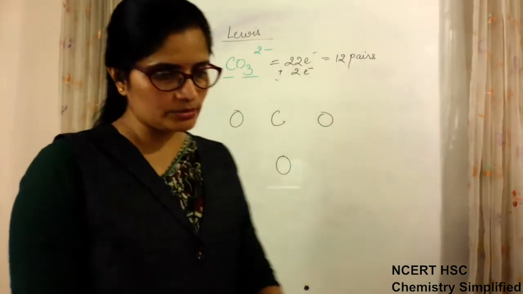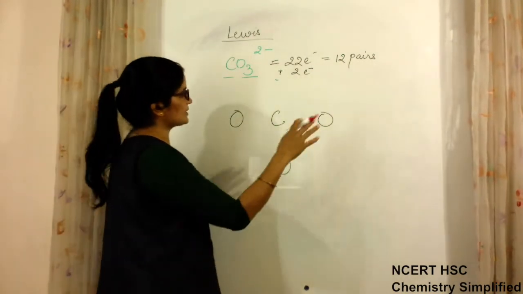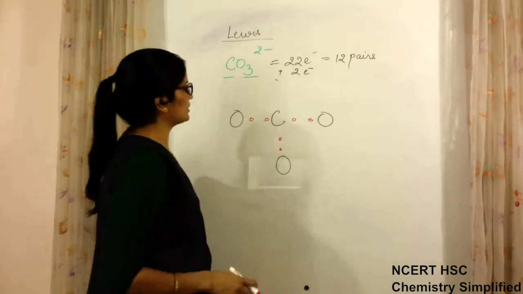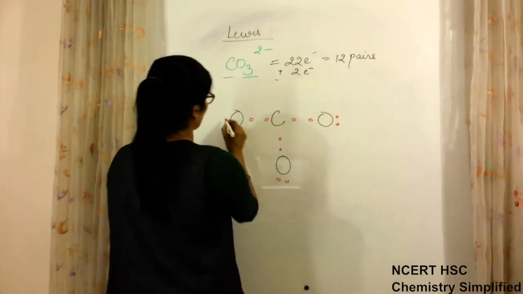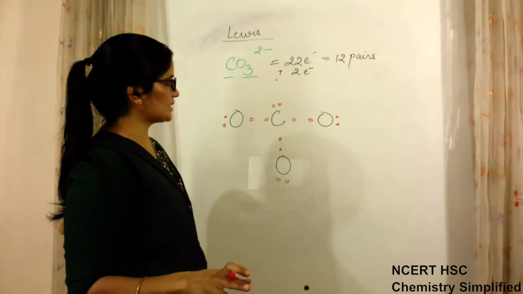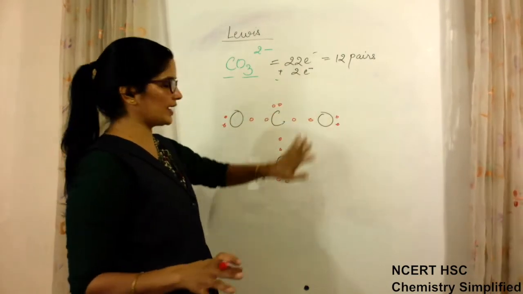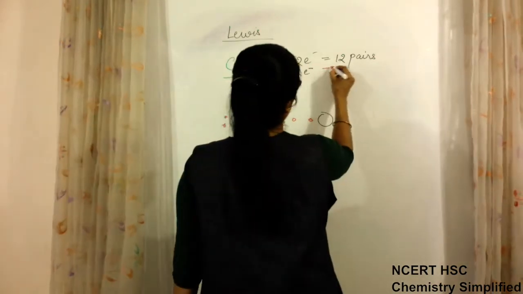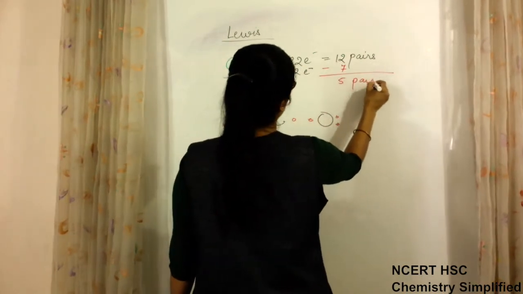Now we will distribute these 12 pairs such that the octet of each is complete. The easiest way first is one pair, second pair and third pair: 3 pairs you distribute like this, and then 1, 2, 3 and 4. Total how many pairs have I distributed out of 12? 1, 2, 3, 4 as lone pairs, 5, 6, 7. Minus 7 out of 12, so we are left with 5 pairs.